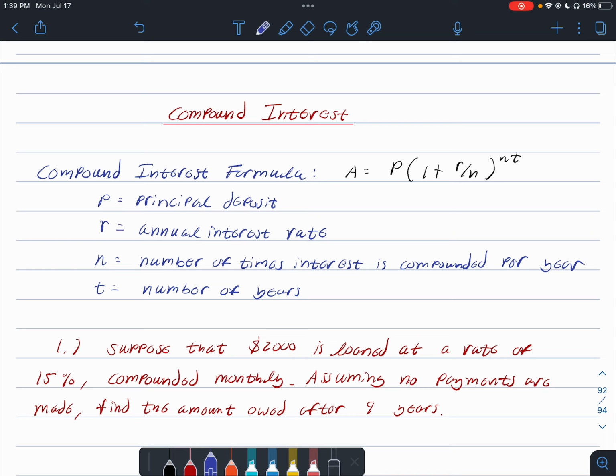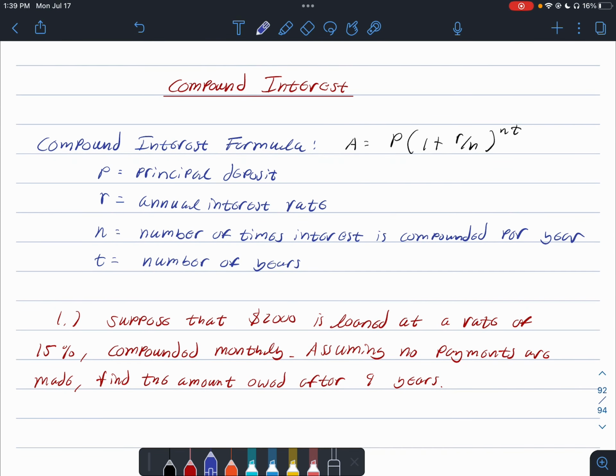The compound interest formula is as follows. We have A is equal to P times (1 plus R over N) to the N times T. Okay? Now it looks messy, but it really isn't that complicated. This is very similar to the formula we just used. There's just a couple other pieces to it.